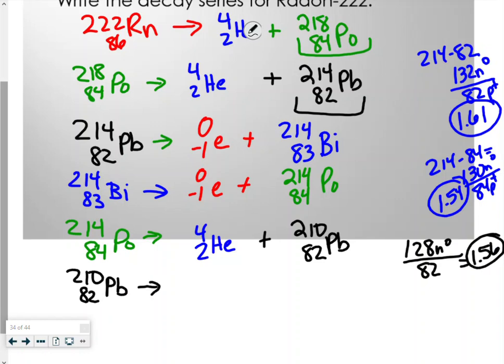So what kind of radioactive decay are we going to undergo if we're at lead again? It's now a beta. Let's go back to beta. 0 minus 1 e. Okay, what do we get out of that? We get 210, 83, which is bismuth again, right? You can check that ratio here. Let's do that. It's 1.53. 1.53, still not there yet.